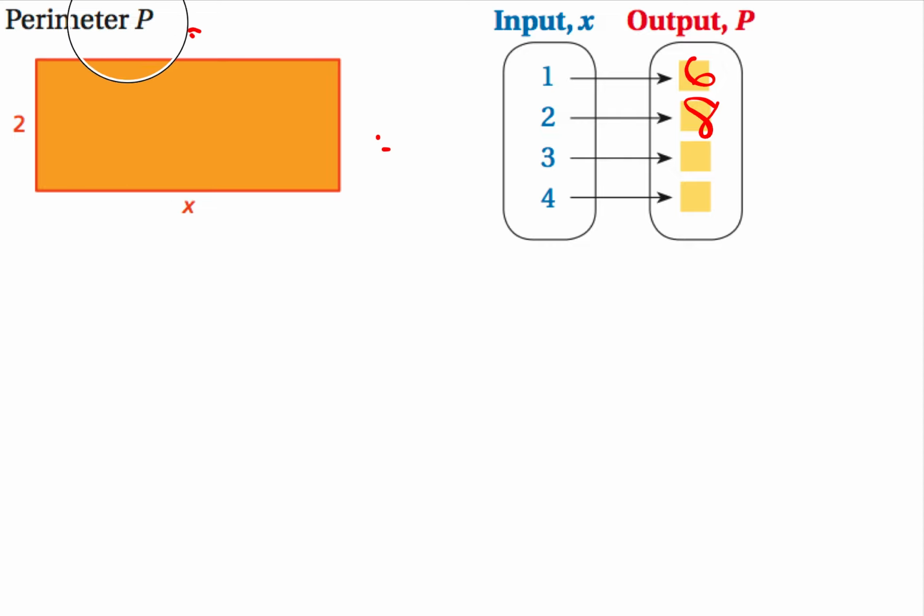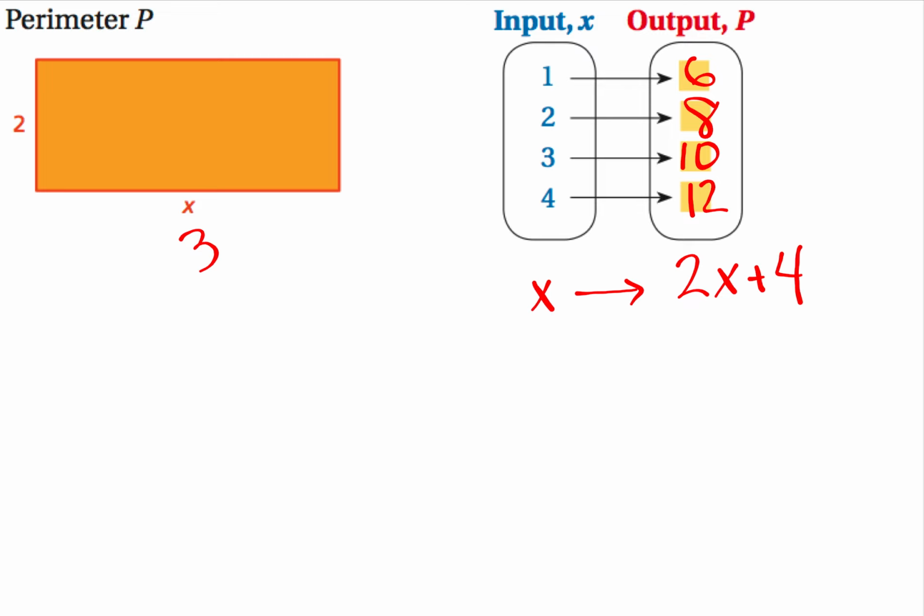If we later go and do the input of 3, 3 plus 2 plus 3 plus 2, doing the full perimeter, is 10. And this actually follows the pattern down. If we have a base of 4, we end up getting a perimeter of 12. Actually, in general here, whatever my x is, the perimeter ends up being 2x plus 4. So this is actually a linear relationship as well.